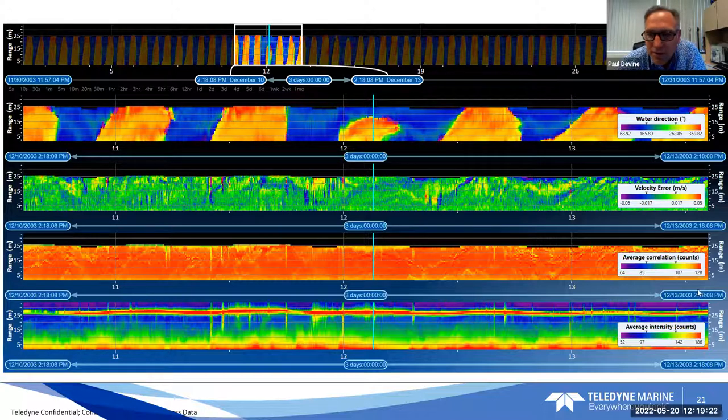Correlation is expected to be 128. We've got 128 everywhere except right at the very surface. And you do get some interference due to side lobes at the surface, and that causes a reduction in the correlation, but still acceptable. We would normally flag the correlation as being bad at 64 counts. And then the echo, the signal strength, you'll see decaying with range. As you're looking up towards the surface from the bottom-mounted ADCP, you see the water level, you see the surface. And because we're at the Verrazano Narrows Bridge, these are periods where you had container ships and vessels passing nearby the ADCP.